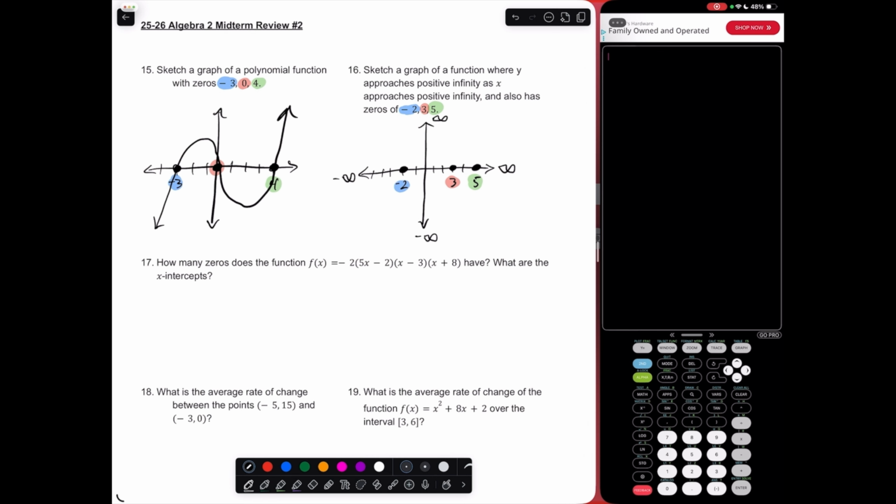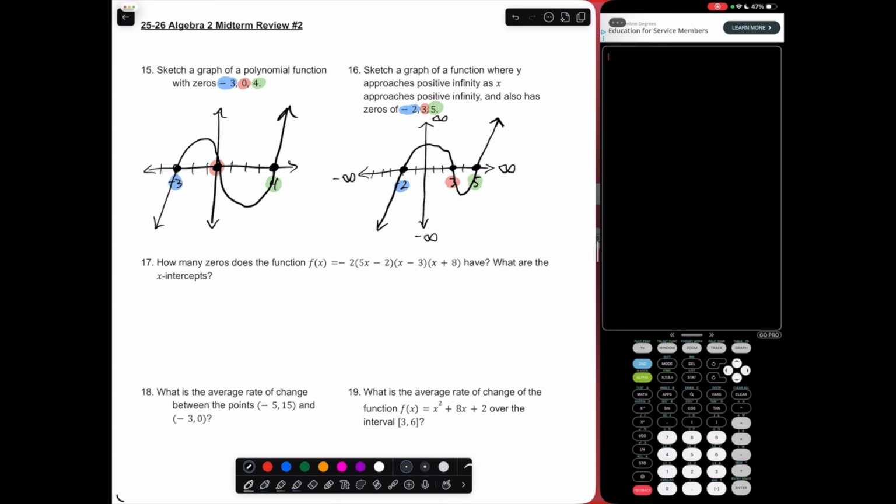Now, sketch a graph of a function where y approaches positive infinity as x approaches positive infinity. So what they're saying is that as we go left, the graph is going to go up. Okay, so y approaching positive infinity is going up as x approaches positive infinity. So as you go right, your graph has to go up. So what that tells us is that at the end of the graph, we need to be going in an upwards direction. So it's going to be very similar to number 15. We just have to have this as going up. So now we'll go here, here, and here.